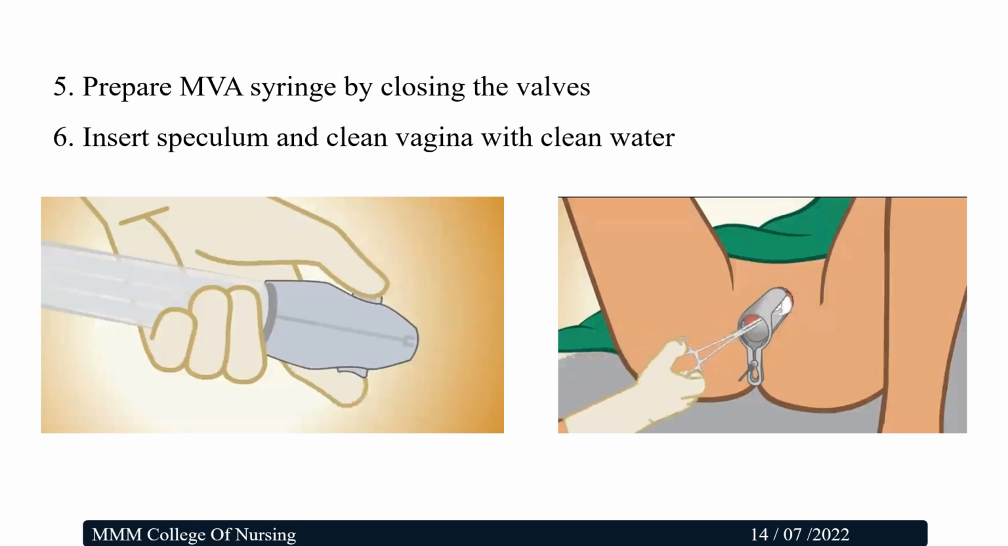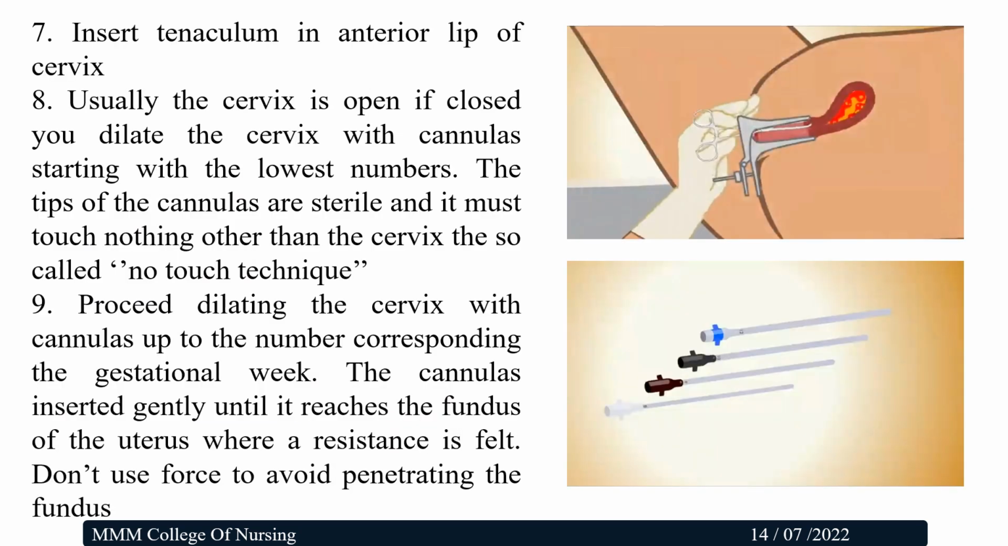Next, prepare the MVA syringe. Once the paracervical block is given, prepare the manual vacuum aspiration syringe by closing the valves. Then, as you see in the picture, insert the speculum and clean the vagina. This speculum is called the Cusco speculum. The speculum is inserted and the vagina is cleaned with povidone iodine. Insert the tenaculum. Other than the speculum, there's another instrument. In the picture, the anterior lip is held by another instrument, called the tenaculum, on the anterior lip of the cervix.